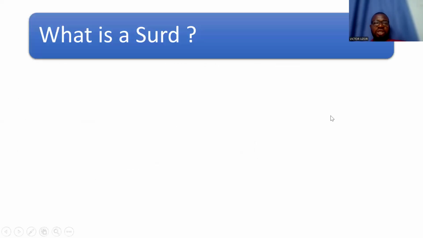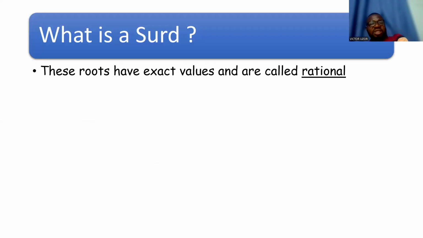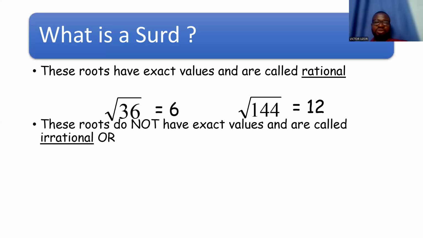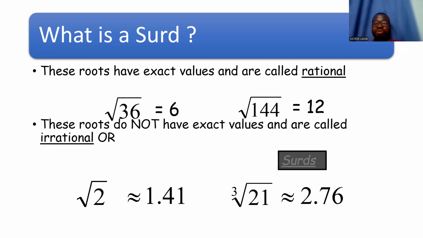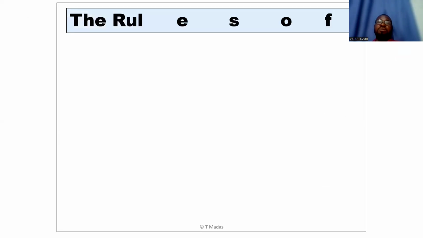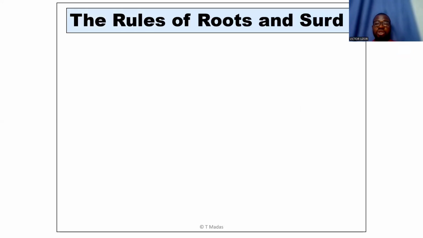Okay, so that means they have exact values. These roots have exact values and are rational numbers. But the ones that you cannot find the square root of are irrational numbers. So you can also say that surds are square roots of numbers whose roots cannot be found. The rules of surds are important, so make sure you understand them.